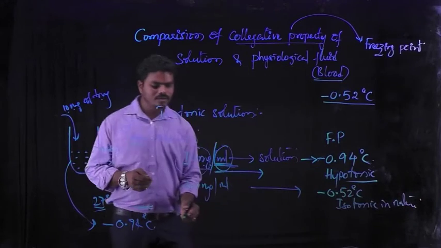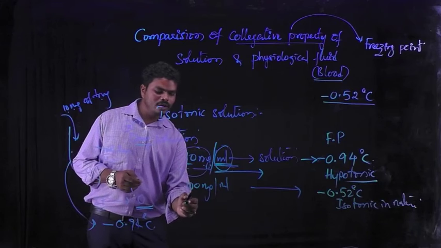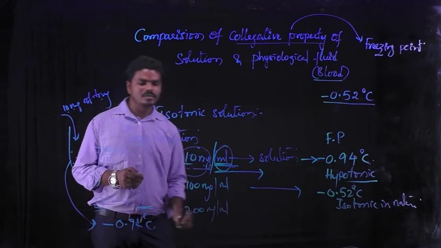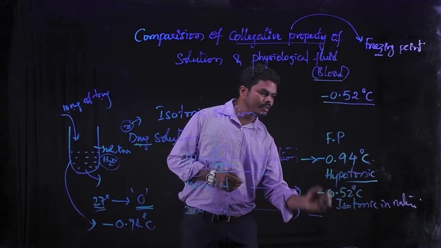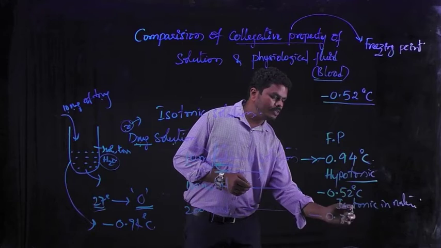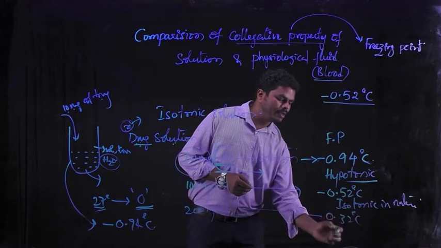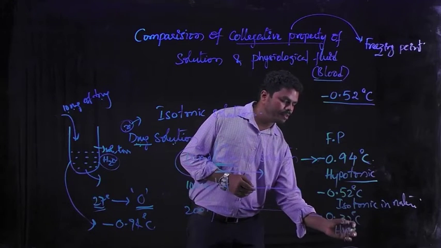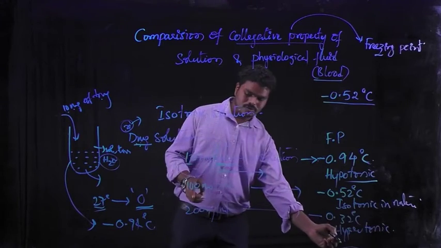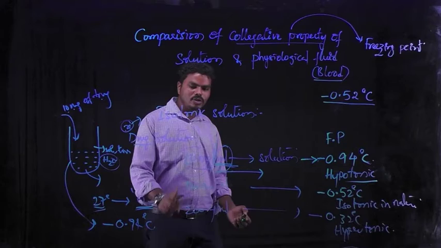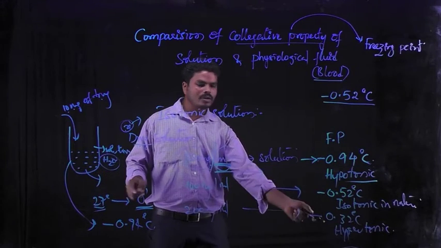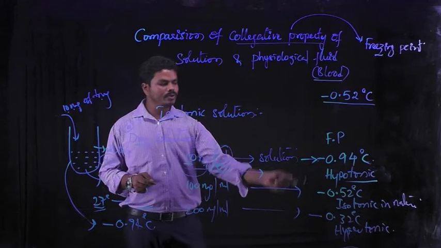And if the drug concentration keeps increasing, that means 200 mg per ml concentration, then it may reduce the freezing point to 0.32 degrees centigrade. Then it is said to be hypertonic in nature. So that means by increasing the concentration of the solute in the solution, different types of tonicity will be produced.